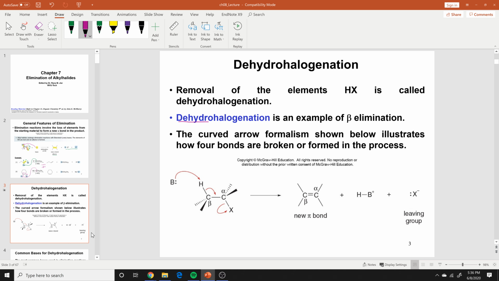As I mentioned, always locate where your alpha carbon is. It is the carbon which is directly attached to the halogen, and all the carbons attached to the alpha carbon, these are the neighboring carbons. All of them will be labeled beta carbons. So if there are more than one beta carbon, you will end up having more than one alkene.